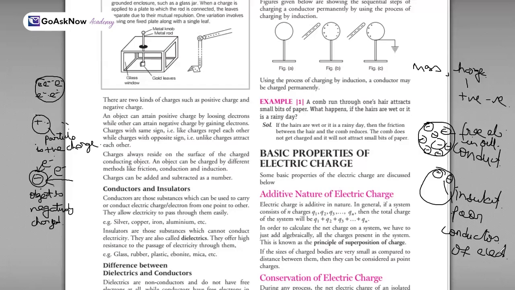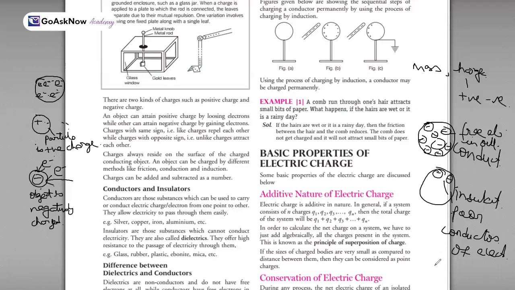We can now differentiate conductors and insulators. The conductors are those objects which can easily conduct electricity, while the insulators are those substances which cannot conduct electricity easily. Okay. So we have just now learned about conductors and insulators. Now I will define the difference between dielectrics and conductors. So, dielectrics are what? These are non-conductors and they do not have free electrons inside them.